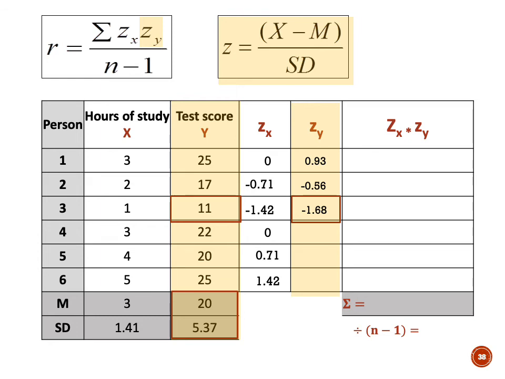So again, this is a good time to pause and try to find the rest of those z-scores before moving on. So here are the rest of the z-scores for that variable.